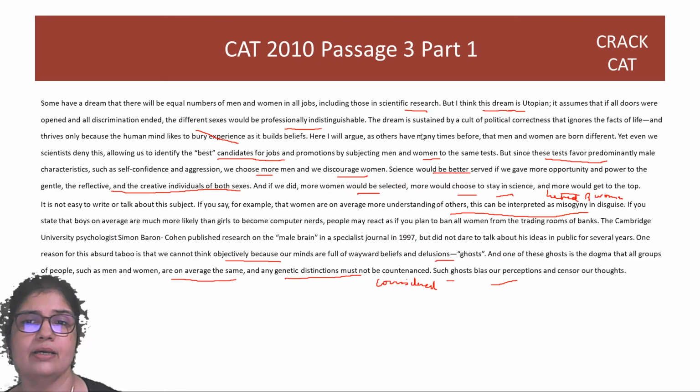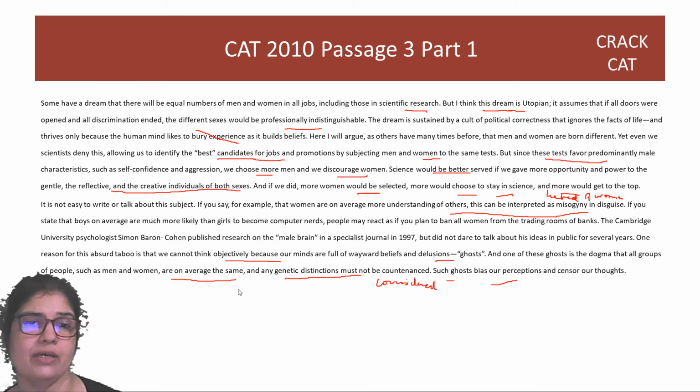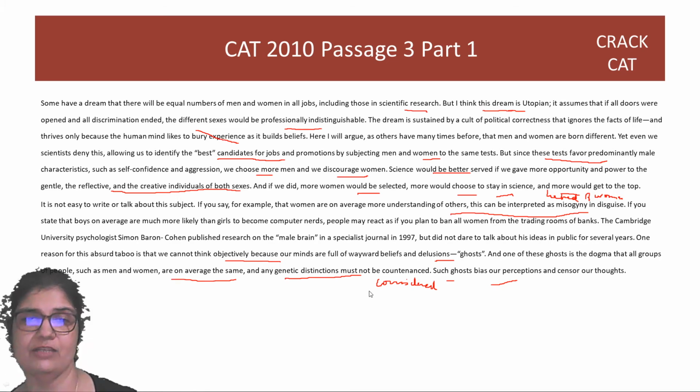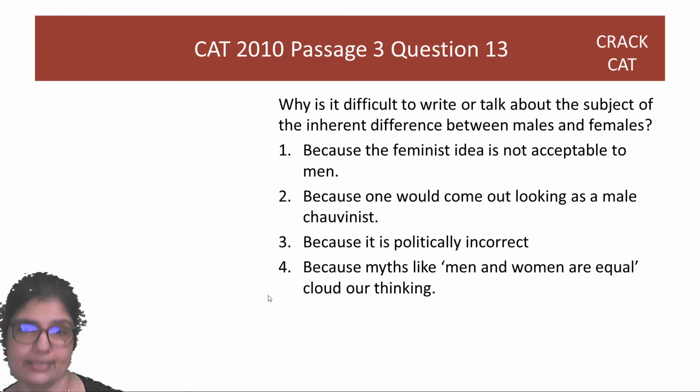So, he's saying very clearly, it is not easy to write about this subject. And then he's giving examples. यहाँ पे why it is not easy नहीं बताया है. Last में, one reason for this absurd taboo is that we cannot think objectively because our minds are filled with ghosts. And one of these ghosts is that we are equal. That is what he clearly states.